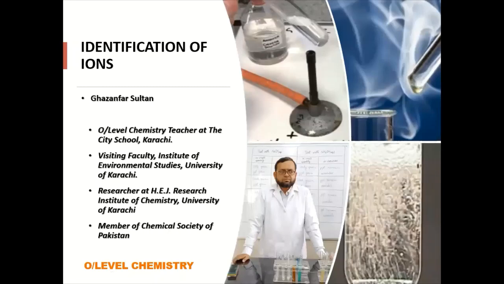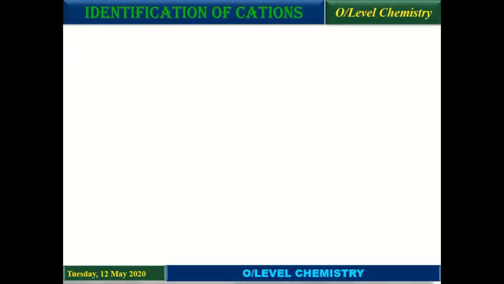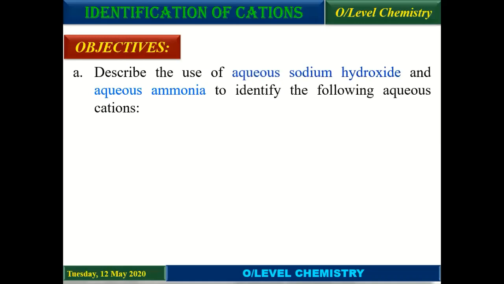Our topic is identification of ions, and these ions include positive ions and negative ions both. You know, a salt consists of both the positive and negative ions. So here you can see that it is our objective to describe the use of aqueous sodium hydroxide and aqueous ammonia to identify the following aqueous cations.